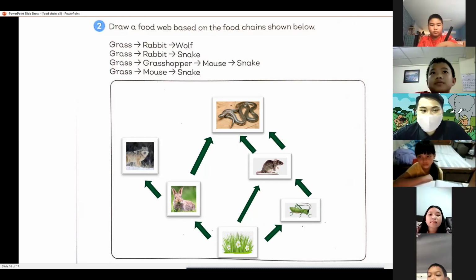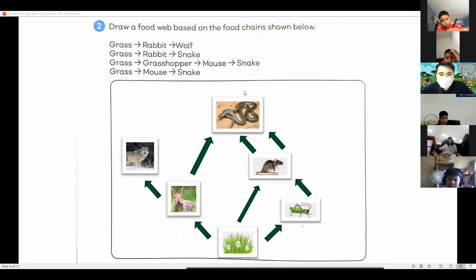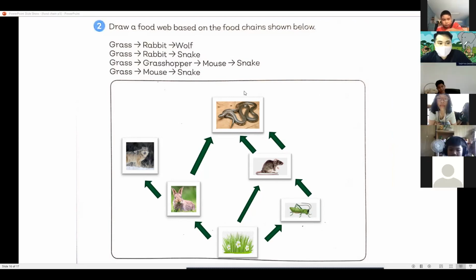You can screenshot this one. You can screenshot the picture so that you can draw. You screenshot already? This one, the picture. You can take a picture of this and then you can draw.